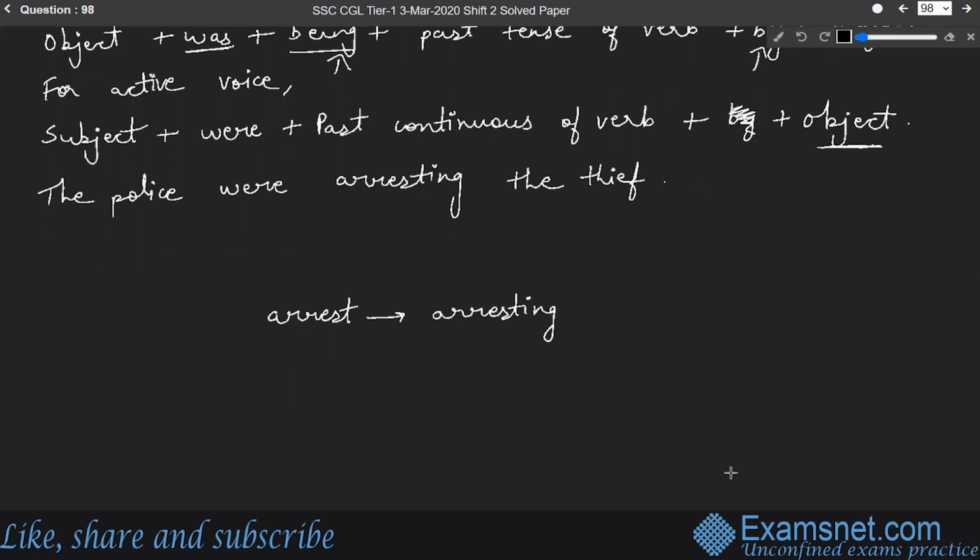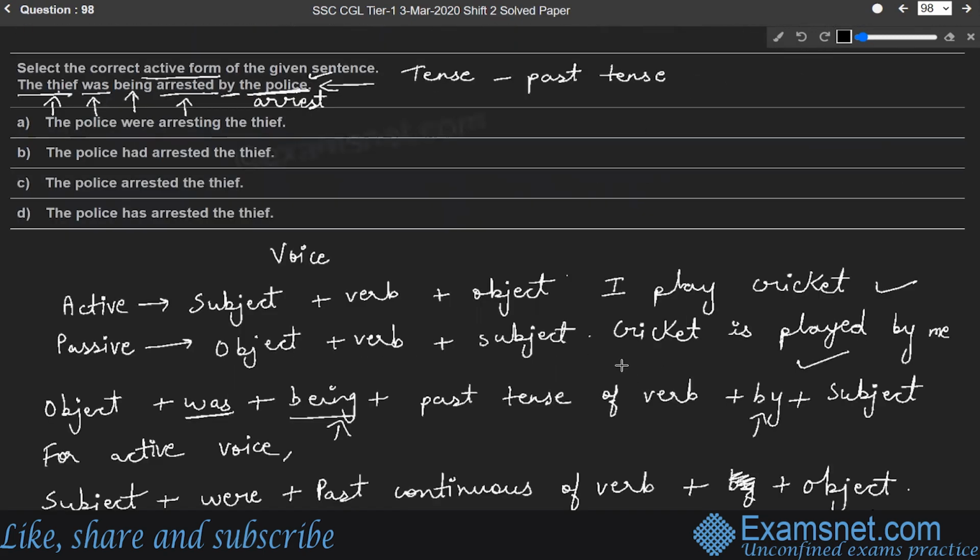This is the final sentence, the active form of the given passive form. So the final sentence is: the police were arresting the thief. Now let us have a look at the options. The first option is: the police were arresting the thief. So this is the correct option.